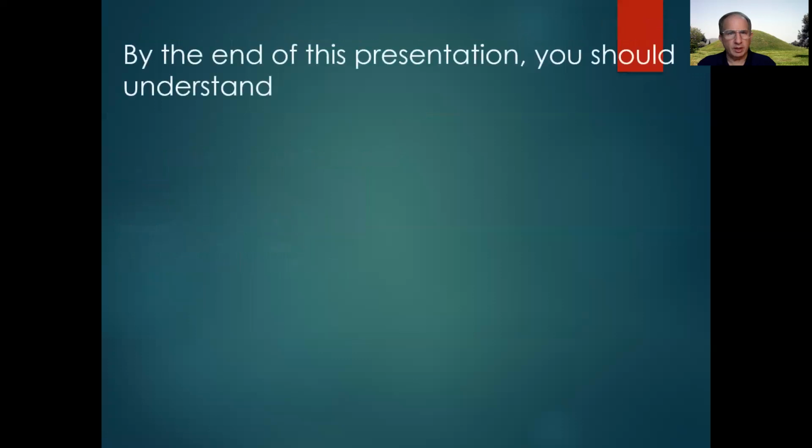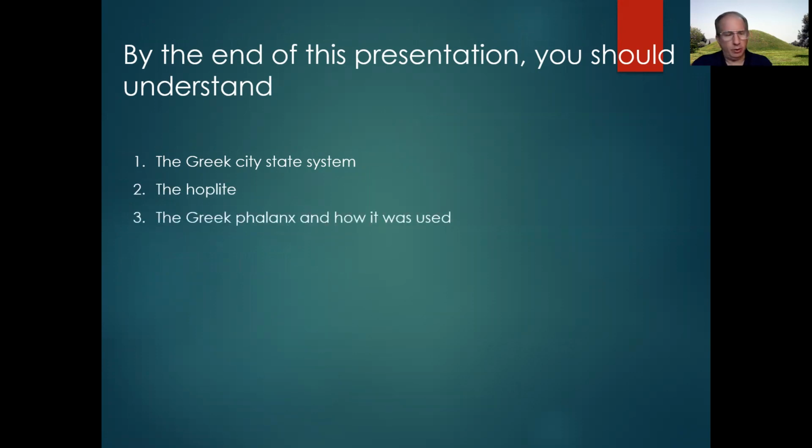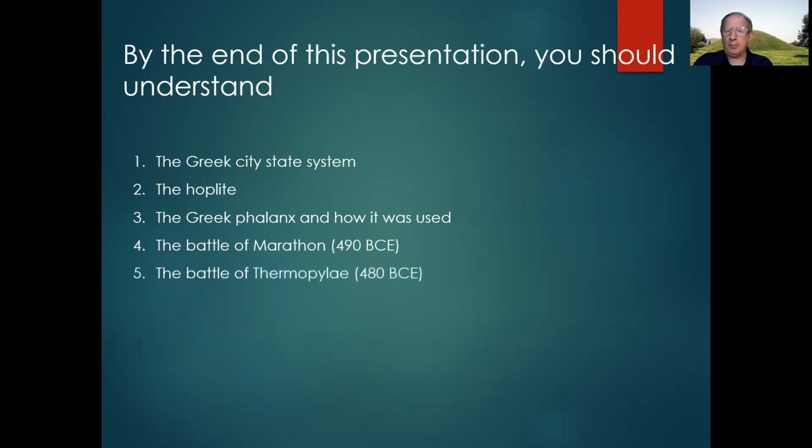And by the end of this presentation, you should understand first the Greek city-state system, the hoplite, the Greek phalanx and how it was used, the Battle of Marathon in 490 BCE, that is to say before Common Era. We used to say BC stood for before Christ, but BCE is a non-religious way of expressing the same thing. And then the Battle of Thermopylae, also in 480 BCE.